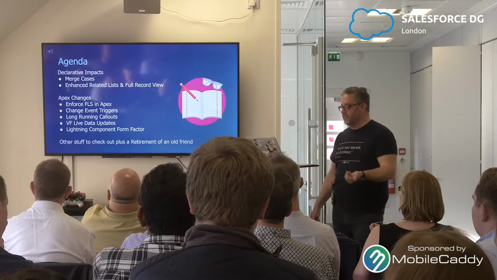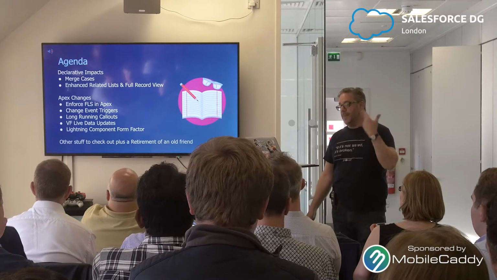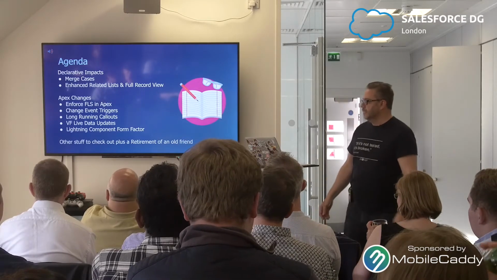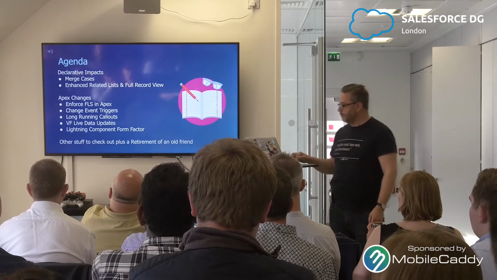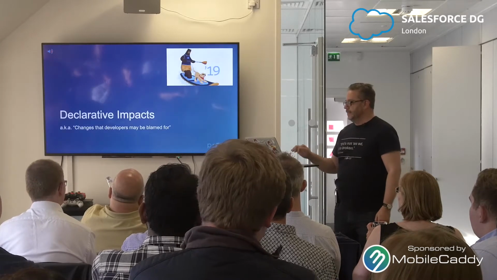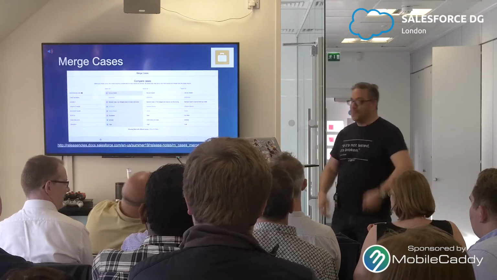I'm going to talk about some of the other features that are coming up that are going to be useful, and compare them to some of the other developer ways of doing things. But I'm mainly going to focus on the Apex, Lightning, Aura and web component changes. Some of those are around field level security, change event triggers, which I thought was quite interesting, long running callouts, continuation classes, which I'd never even seen before but look quite exciting, and a very nice one around VF live updates, if you haven't seen that one. Also at the end, I'll talk about the retirement of an old friend. So, declarative impacts.